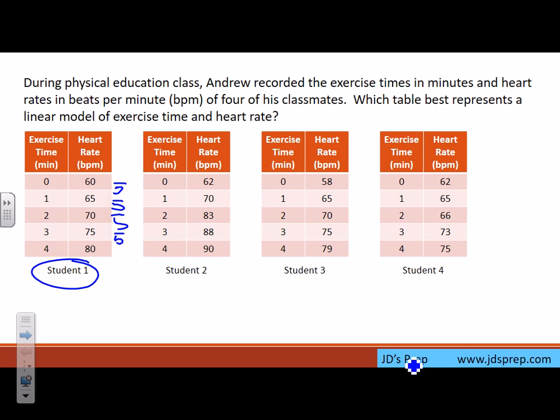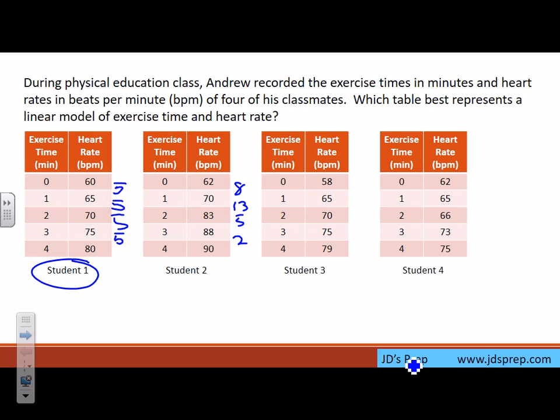For instance, in student 2, going from 0 to 1, we have a difference of 8 beats per minute. But then from 1 minute to 2 minutes, we have an increase here of 13 beats per minute. Already a difference. It's not a constant rate throughout the entire 4 minutes. If we finish filling those in, we have an increase of 5 for the next minute and 2 for the last minute. Definitely not going to be a linear model, because there's a change in the rate of change for their heart rate.